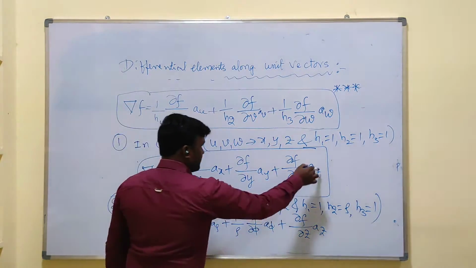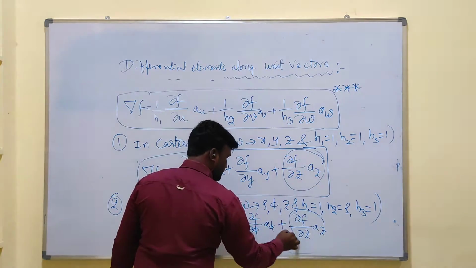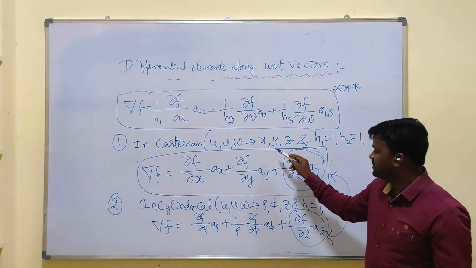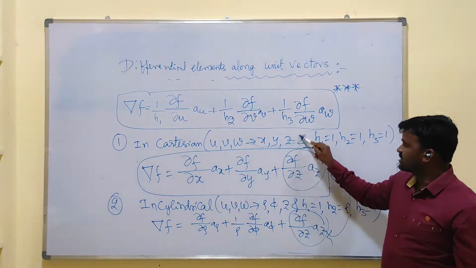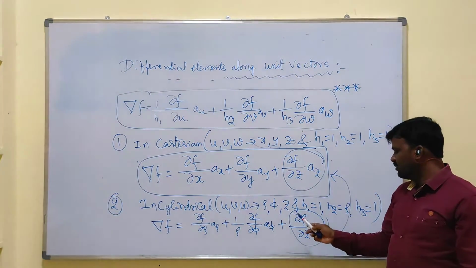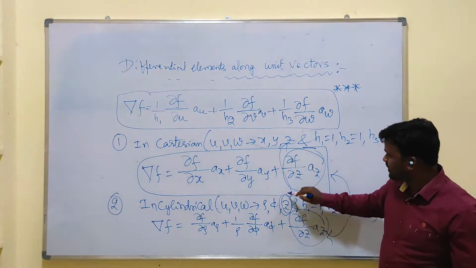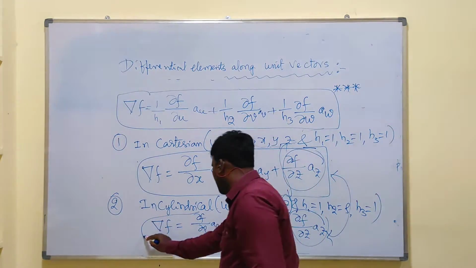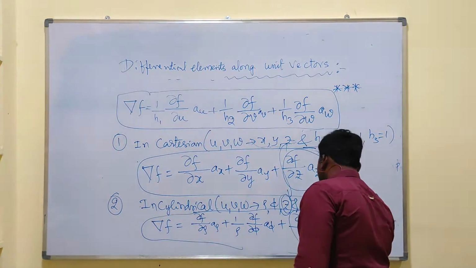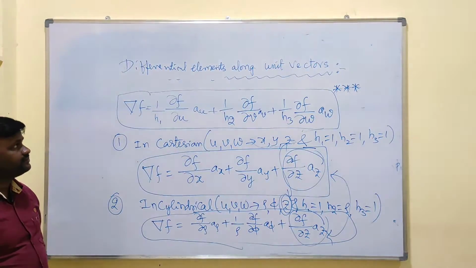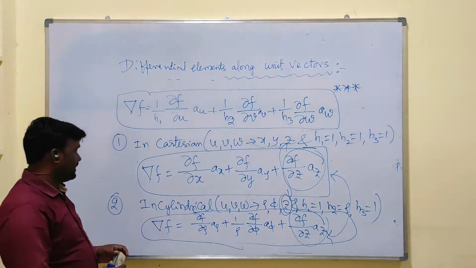If you see here, the third element, both are the same. What are the elements in the Cartesian coordinate system? x, y, z. The last element is z. Here, what are the elements in the cylindrical coordinate system? The third element, both are matched, that is z, z. So, this is about the gradient formula in the cylindrical coordinate system. Clear? Now, move on to the third one.